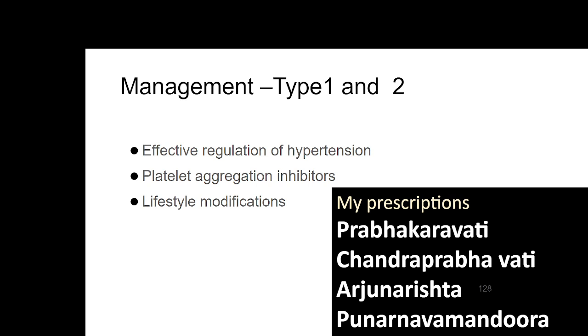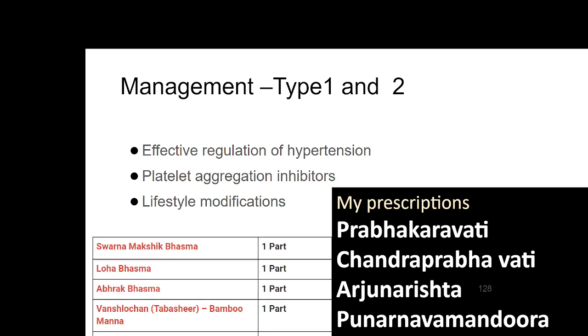The most important is regular exercise, and yoga, particularly pranayama, which is a game changer. With the regular practice of pranayama, there can be dramatic changes in the outcome of ischemic heart diseases if they are presented in the early stage. Type 1 and type 2 conditions can be effectively managed with our prescriptions, along with maybe others. Whereas for other types, acute conditions, you need intensive care unit management.